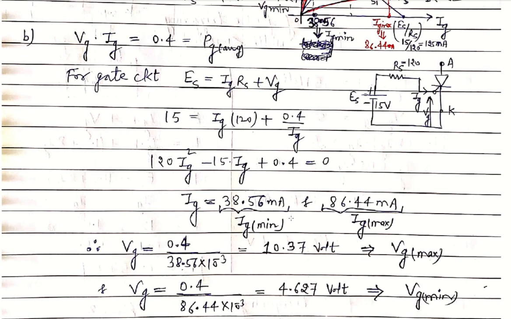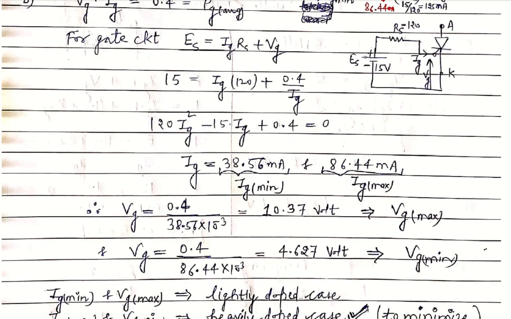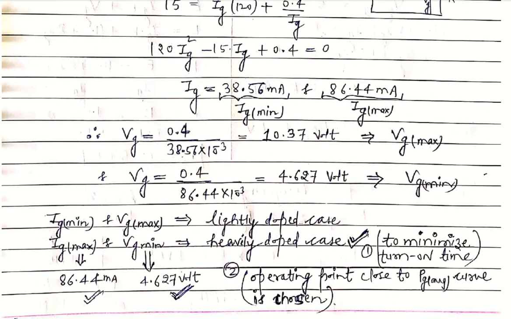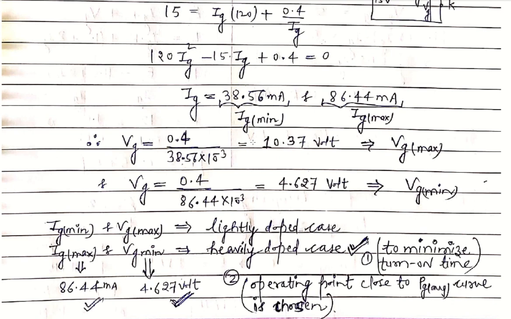So this is the Ig minimum value and this is the Ig maximum value. By these two values, now we calculate Vg. So we put these Ig values in the expression. Vg equals 0.4 divided by the first value of Ig. This Ig is minimum, so Vg should be maximum, and it is obtained to be 10.37 volt. And the second Vg is 0.4 divided by 86.44 milliampere. If the current is on the higher side, then Vg should be minimum. So two values of trigger voltage and two values of trigger current are there.